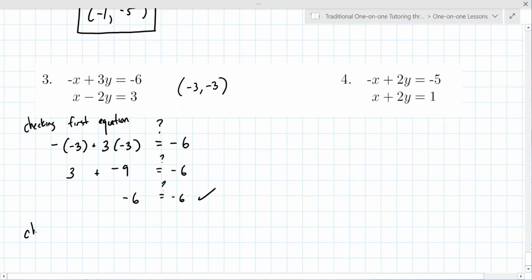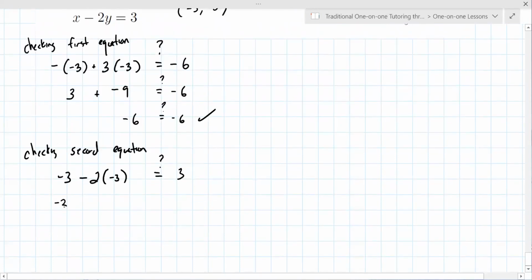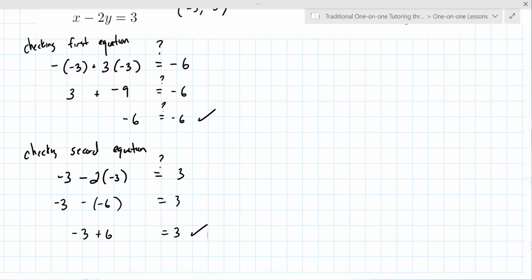But now we have to check in the second equation. So that's -3, because that's x minus 2 times -3. Does that equal 3? Yes, it does. So this is -6. -3 plus 6 equals 3. You got it. Okay, so this is not very difficult. Would you agree so far? Yeah, so then there's more types though.